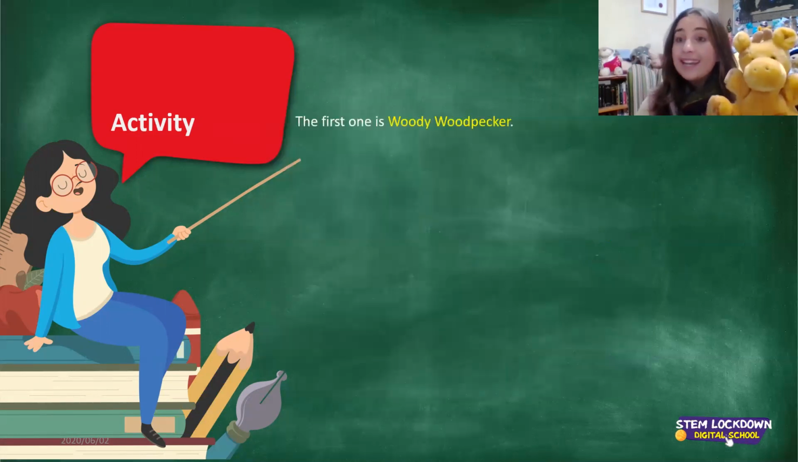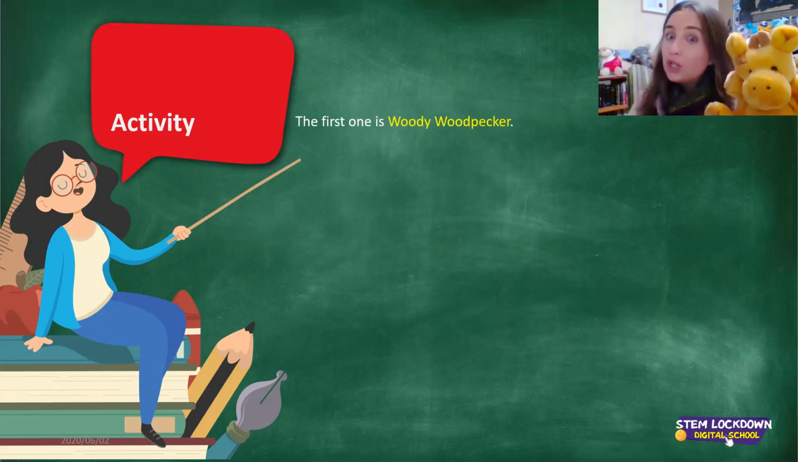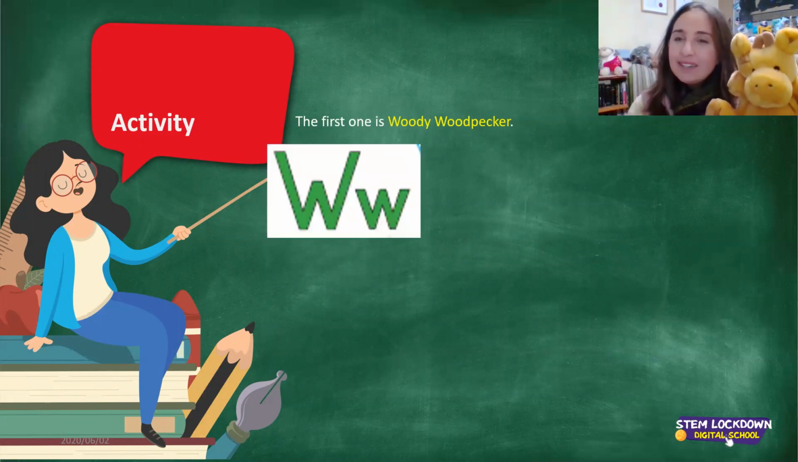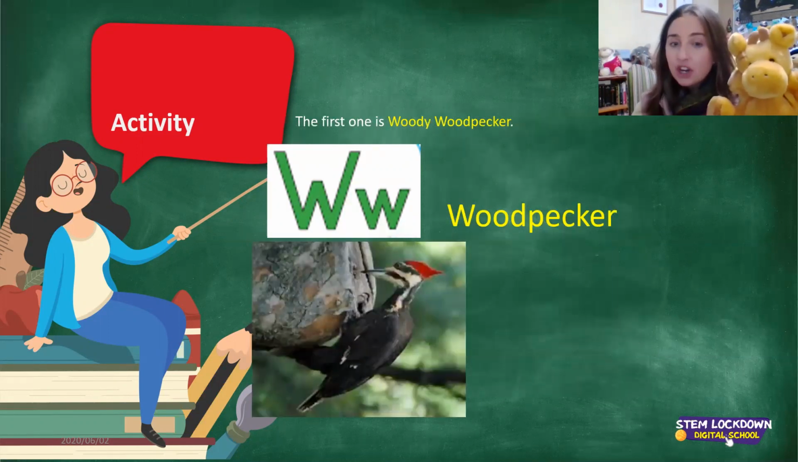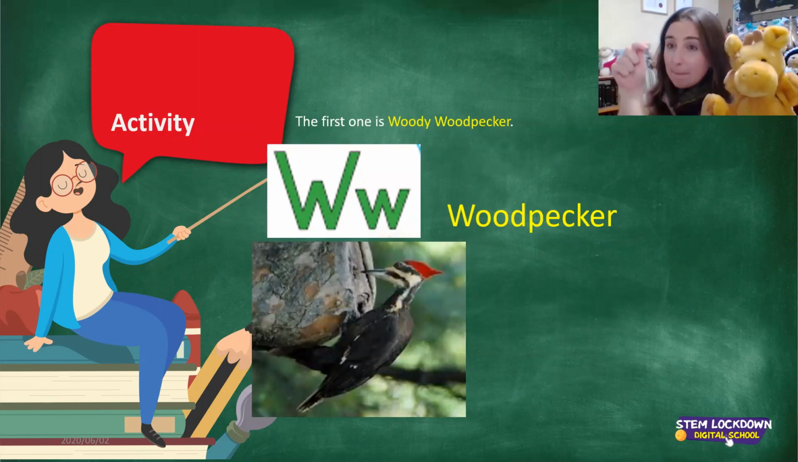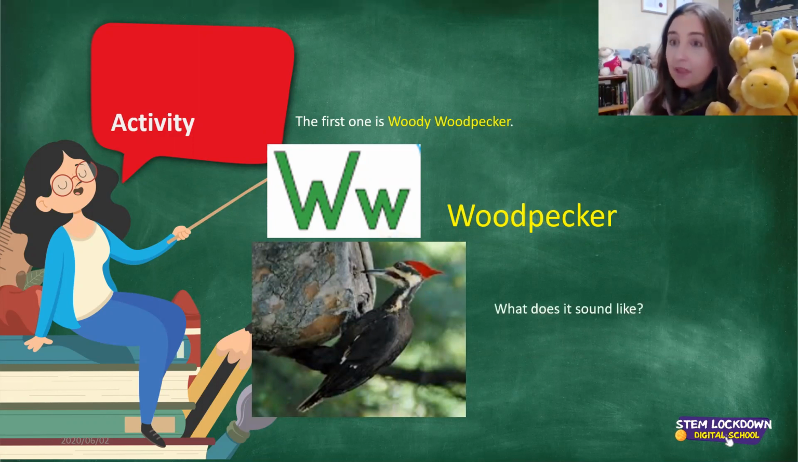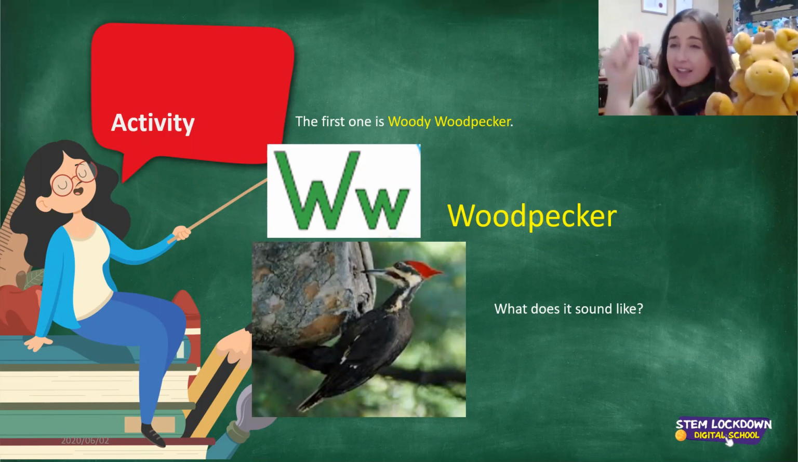Well, the first one is Woody the woodpecker. That means we use our W for Woody and woodpecker. Great, guys. That is a picture of a woodpecker. Do you see its beak is pecking at the wood? Why do you think they do that? And importantly, what does it sound like? So they peck at the wood to get insects and all kinds of interesting things for food.